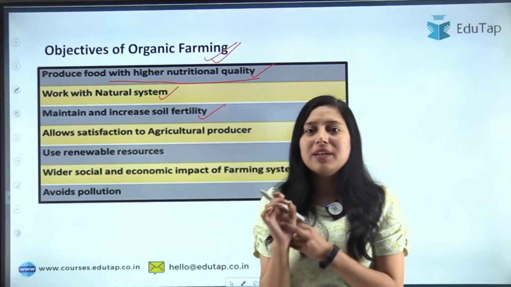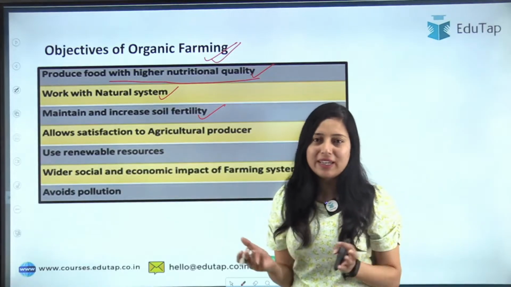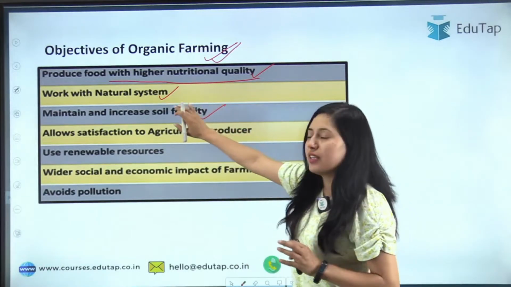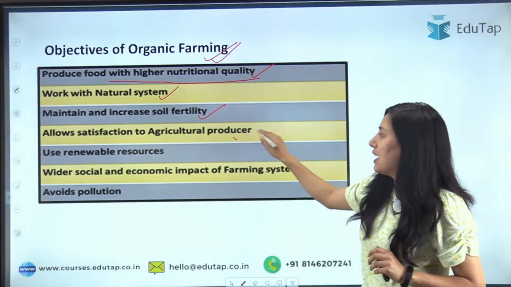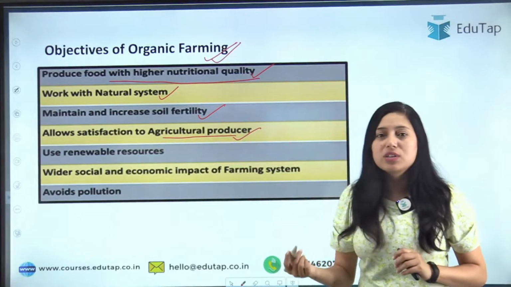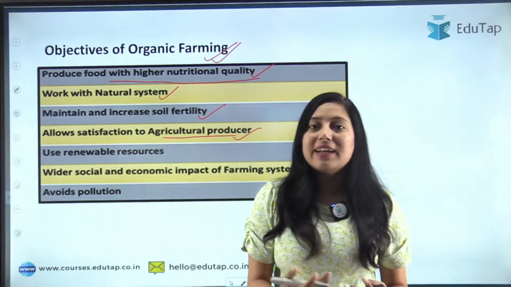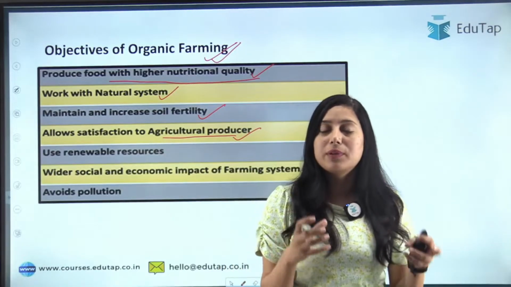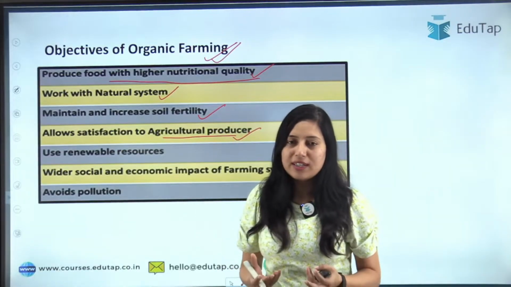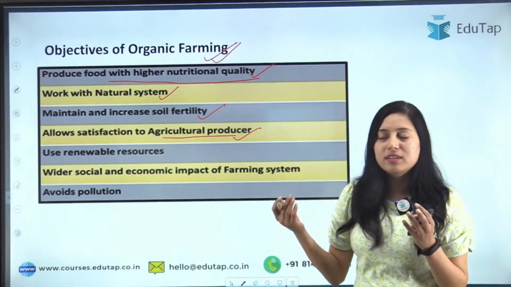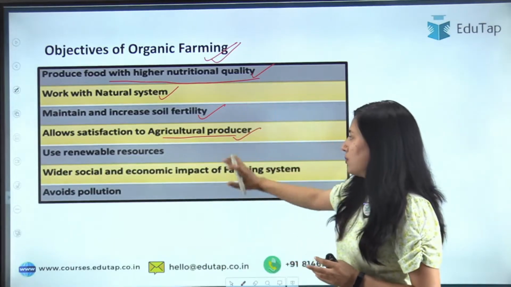But in organic farming, our objective is to maintain that fertility with the help of manures or any other techniques. So another important thing is to maintain and increase soil fertility. Next is to allow satisfaction to the agriculture producer. The farmers who are doing organic farming are fetching a good price for their produce if they are selling it as an organic product, right? So that is bringing satisfaction to the farmers as well. That is also one of the objectives here.